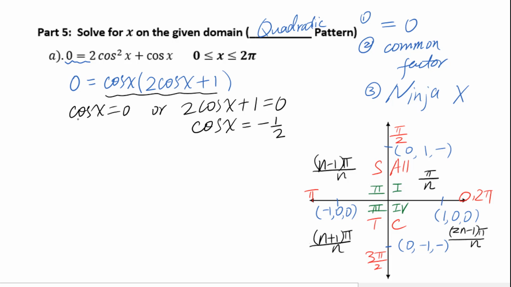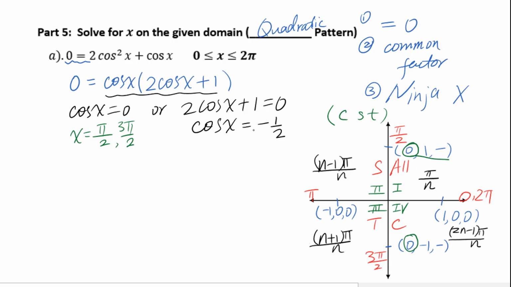For cosine x equal to 0, this is a quadrantal angle, which means the angle is on x-axis or y-axis. Coordinate in this diagram is CST. The first coordinate is 0. It's here. This is here. Therefore, x equals pi over 2 and 3 pi over 2.